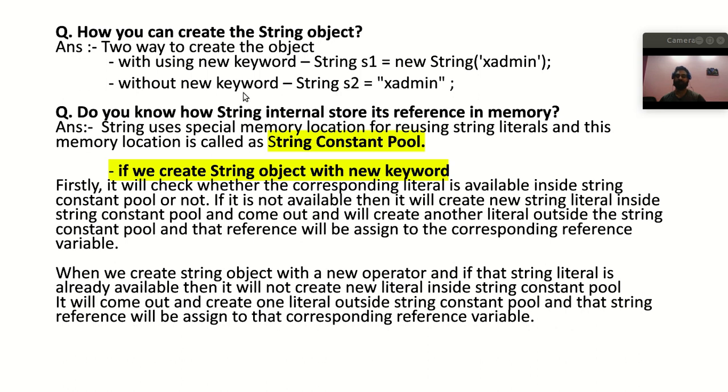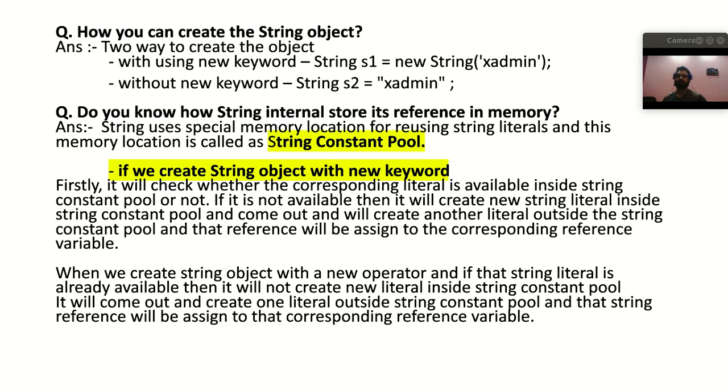The next question was, do you know how the string is stored internally and its difference in memory? Basically, the string uses a special memory location for string literals, and this memory is called the string constant pool. The string constant pool is a special memory inside the heap memory, and it is used by the string to reuse the literals.